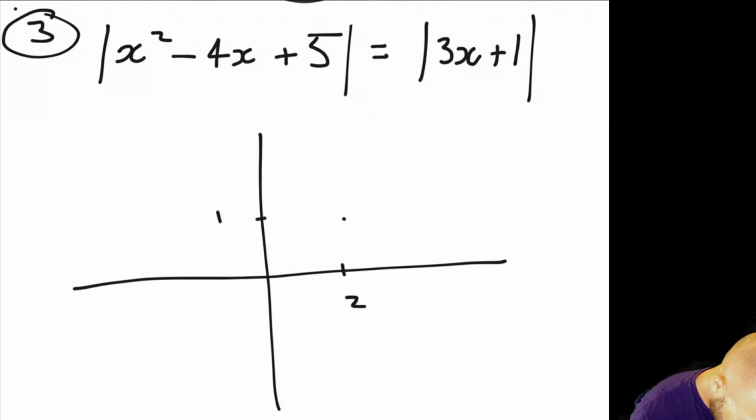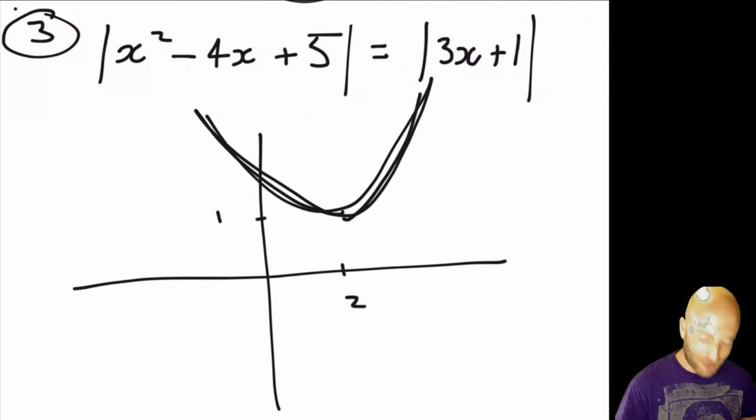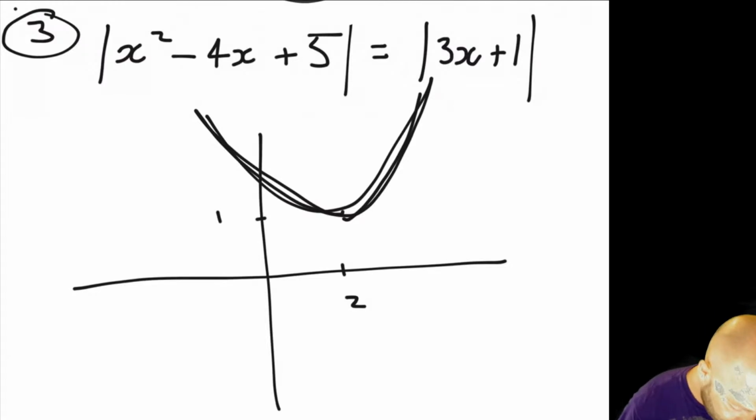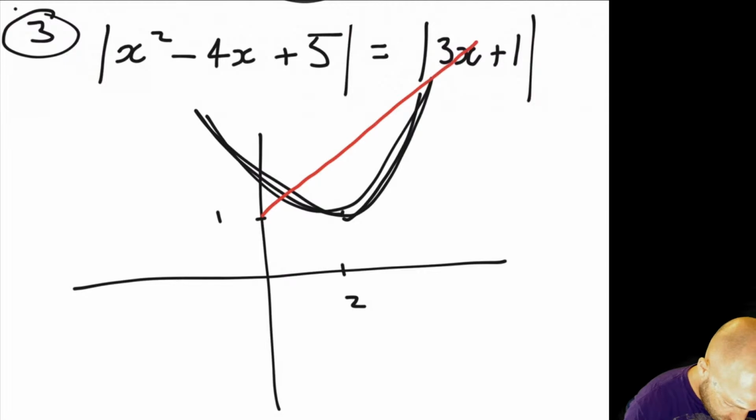So this is a graph here. So the modulus doesn't even affect this one. I've got to stop making it rubbish questions. Then we've got 3x plus 1. So that's a steep line crossing at 1. So that's going to go through there.